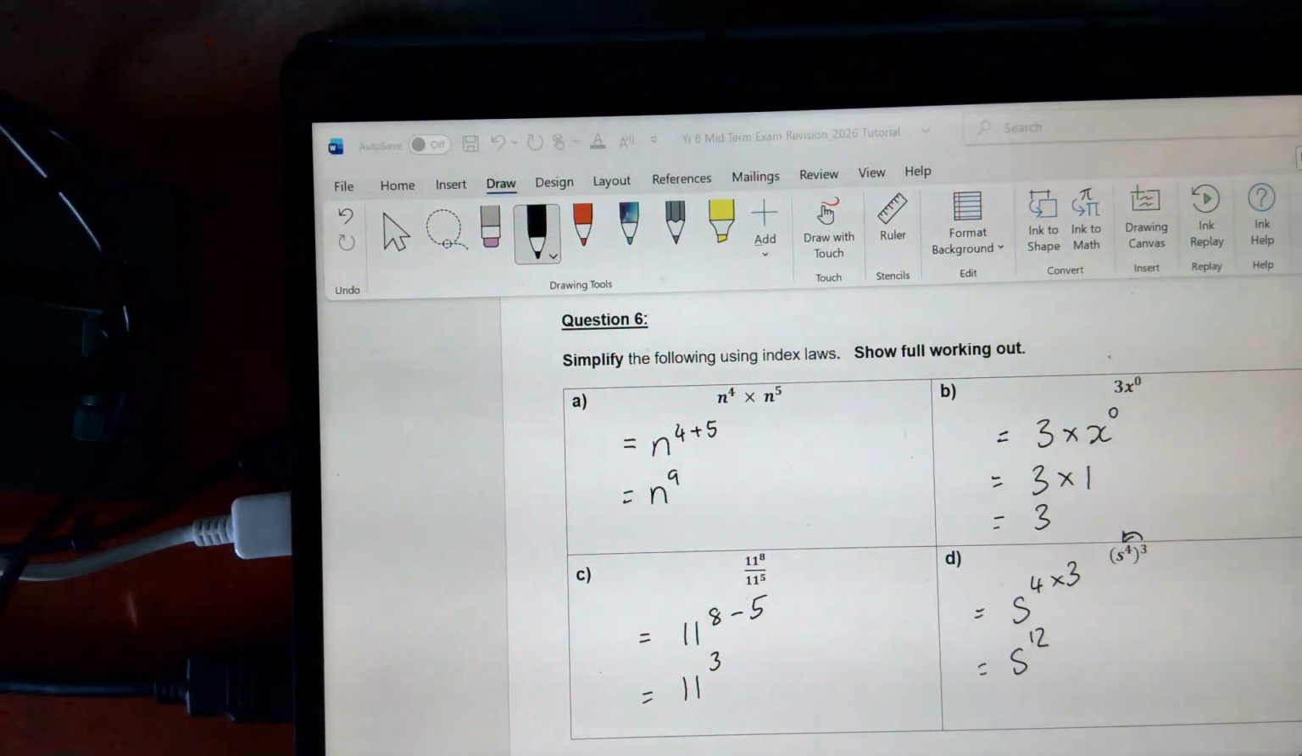So this is no different to what we did last term, but instead of a number base, I've now just got variable bases. It's still the same process as last term.